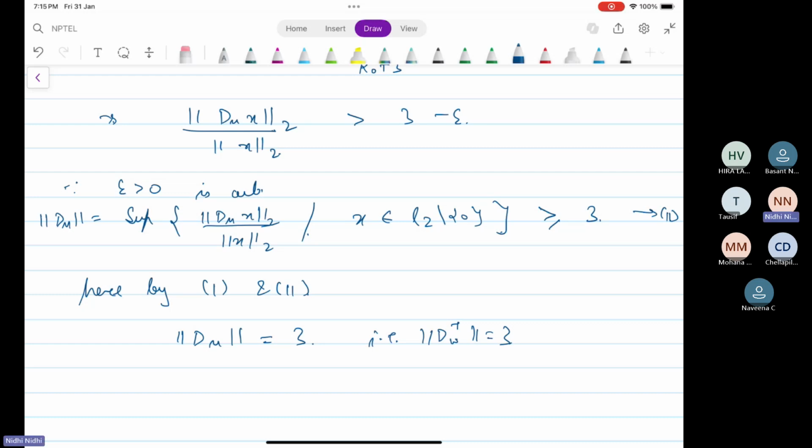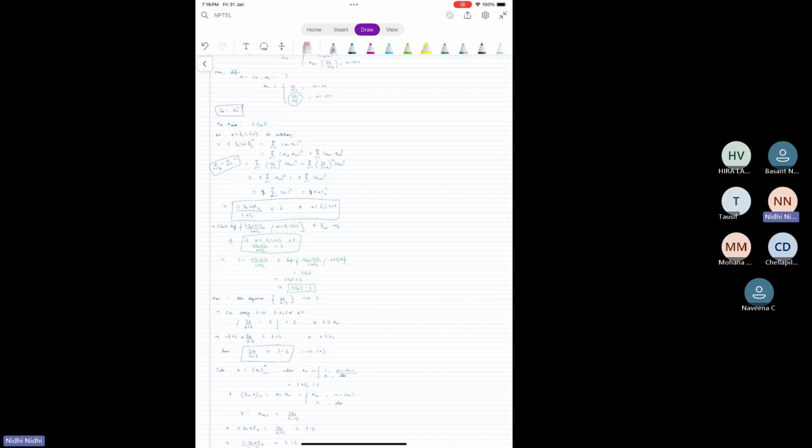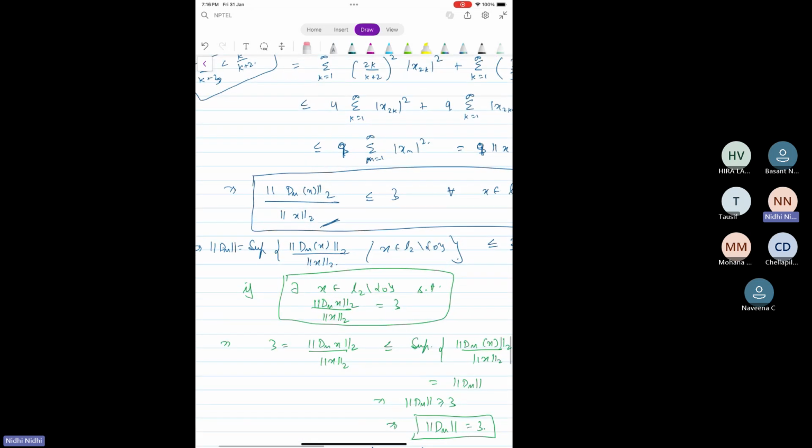Is it fine with everyone? How did we prove the operator norm of Dw inverse? Firstly, we computed the Dw inverse. We found a sequence Un such that Dw inverse is basically Du. So all we need to find is the operator norm of Du. For that, we need to evaluate the supremum over norm Du x by norm x.